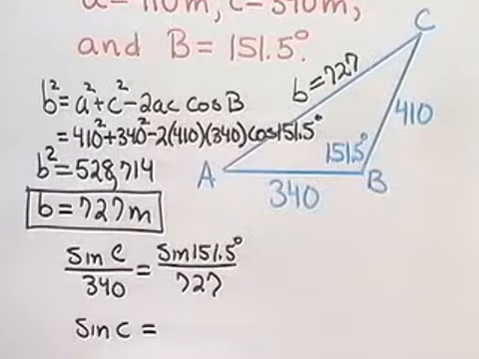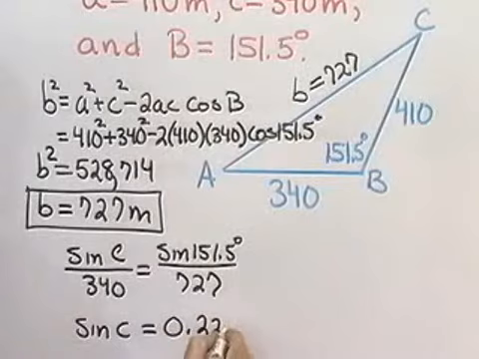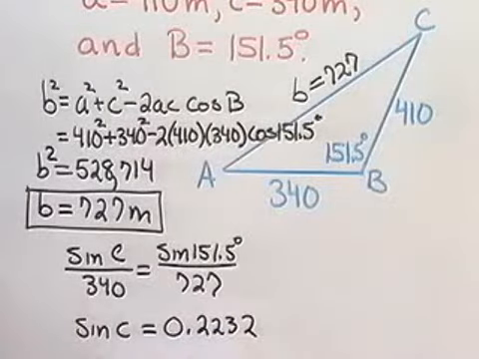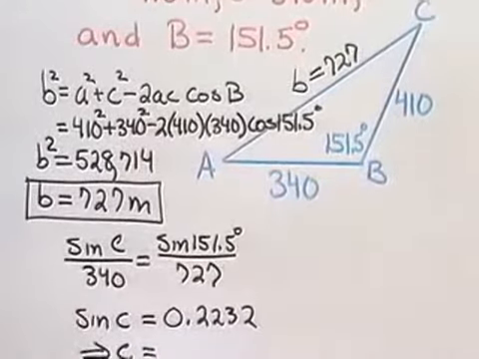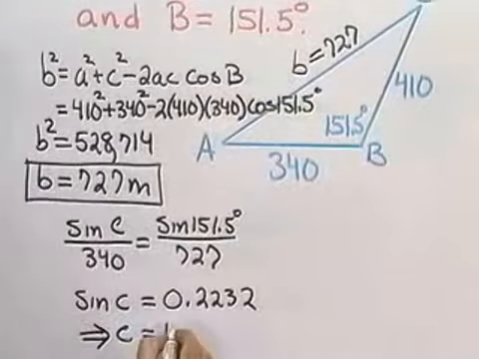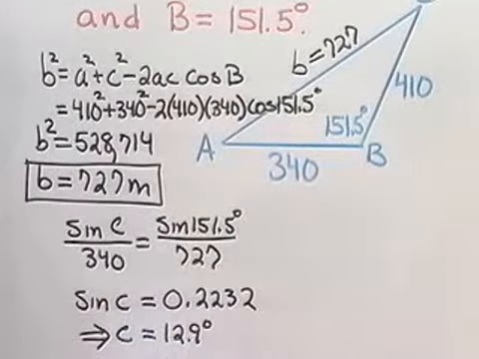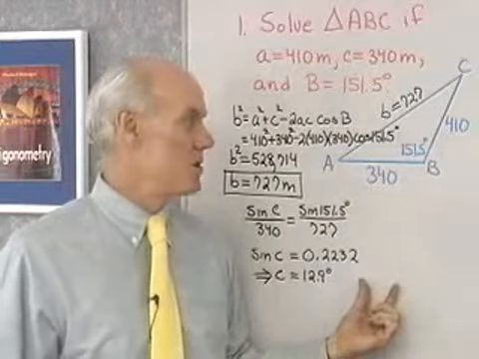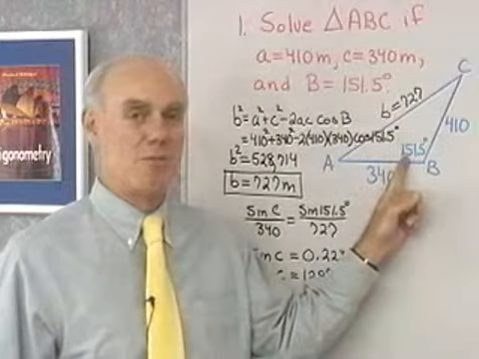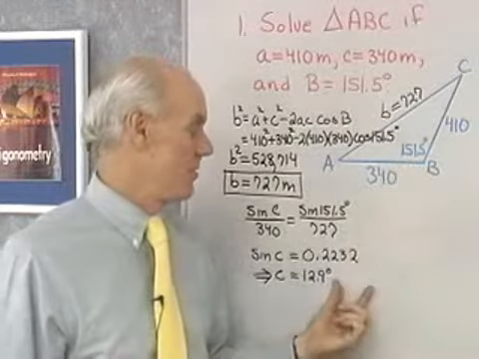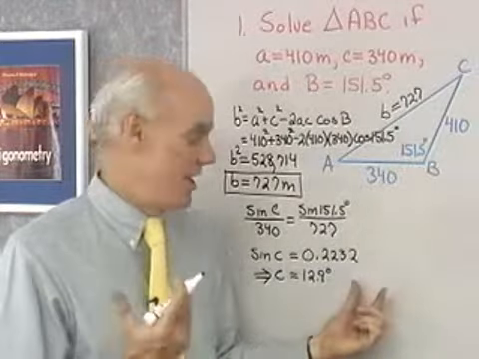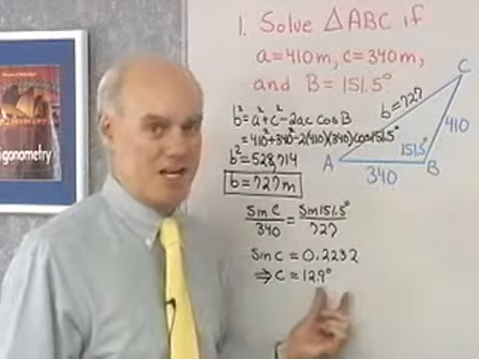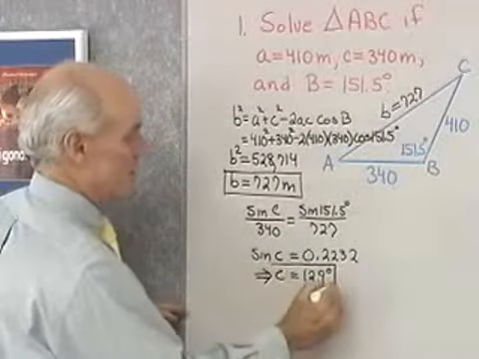I won't show you the work here. I put this on the calculator and get approximately 0.2232. Using my inverse sine button on the calculator, that tells me that angle C must be equal to 12.9 degrees. I don't have to check for an angle C prime like I would in the ambiguous case, because I already have an angle in this triangle that's bigger than 90 degrees. So I'm not going to have another obtuse angle, so there's no need to say 180 minus 12.9 degrees. So angle C is equal to 12.9 degrees.